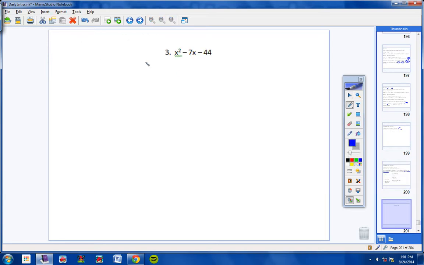Okay, first of all, there's nothing common you can pull out of all the terms. Number 2, you notice that you have a trinomial with a lead coefficient of 1, and so you're going to list out all the factors of -44. Well, I'm not going to list them all out for you, but if you'll think about a positive 4 and a -11, if you multiply those two numbers together, you get a -44. If you add those two numbers together, you get a -7. And so the factorization for this trinomial would be (x + 4)(x - 11).